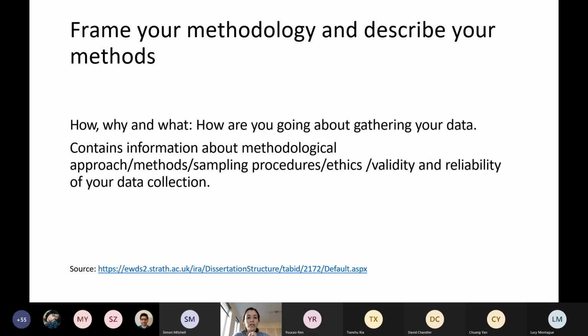Now to differentiate a little bit of methodology from methods, and I know that this is difficult to grasp. So this is how you're going about gathering your data. Your methodology contains information about your approach, the methods, the sampling procedures, ethics, validity, and reliability of your data collection. So this is where you tell us that the research you conduct is valid and reliable.